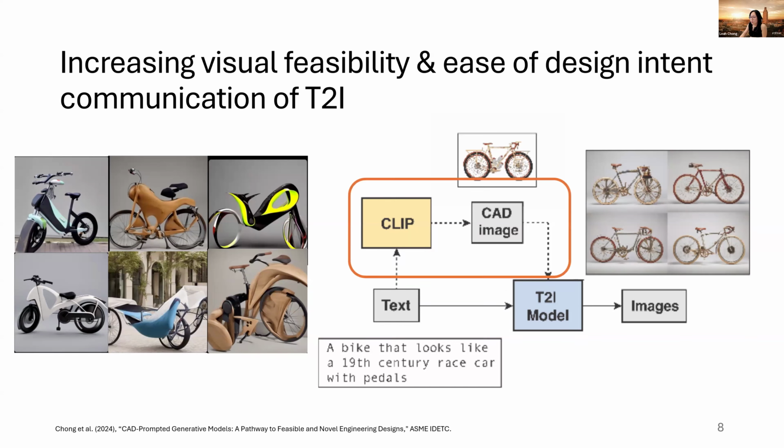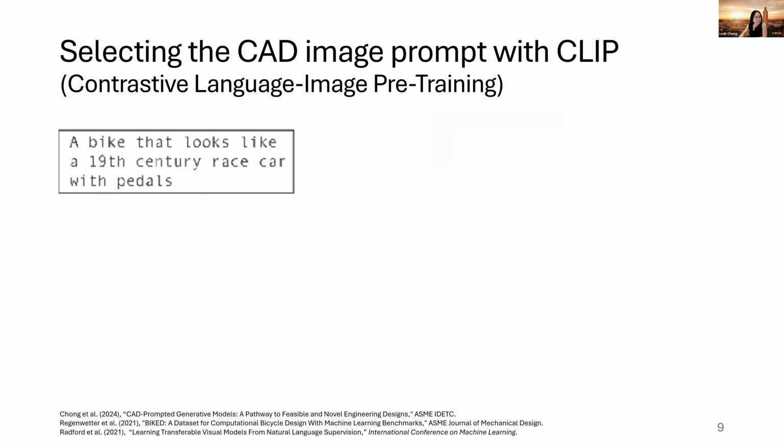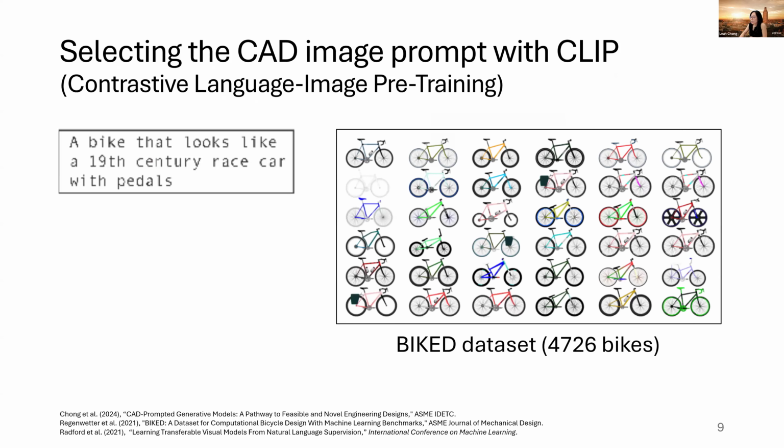So let me talk a little bit about how this part works. Selecting the CAD image prompt in this process works like this. First, there is a text prompt at hand. And then we use the BIKED data set, which comes from Decode Lab at MIT, which consists of various CAD models of about 5,000 bikes.